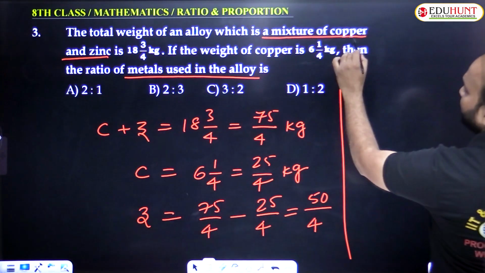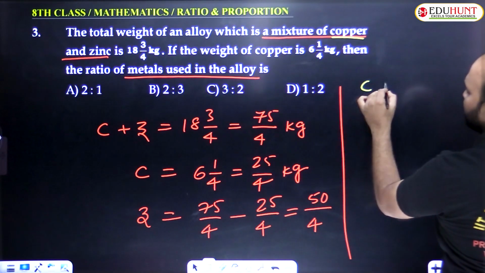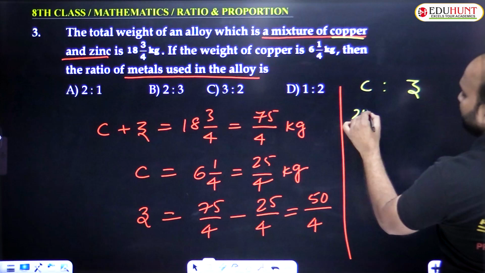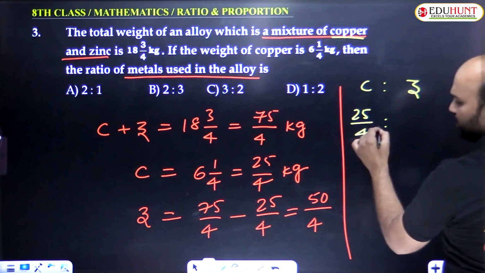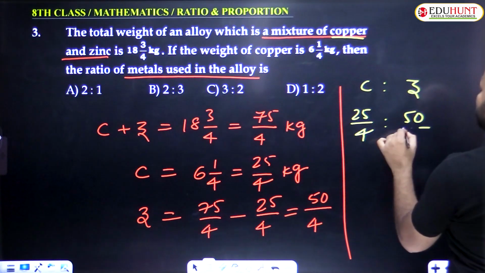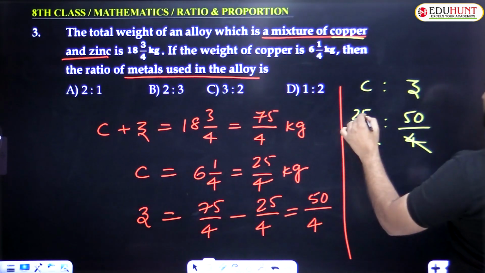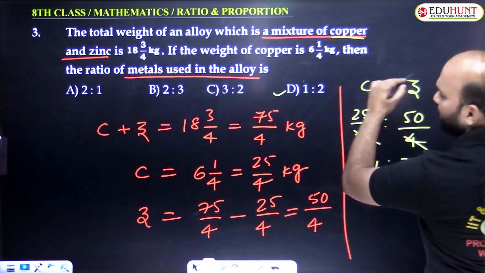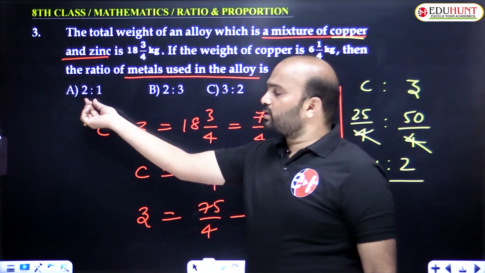Initially what I am given is first copper, next zinc. So what is the copper part? 25 by 4 is to zinc, already got 50 by 4. So the 4 denominators cancel, 25 ones are 25, twos are 50. What is the required answer? 1:2. Option D is the right answer. But in A, 2:1 is already given.